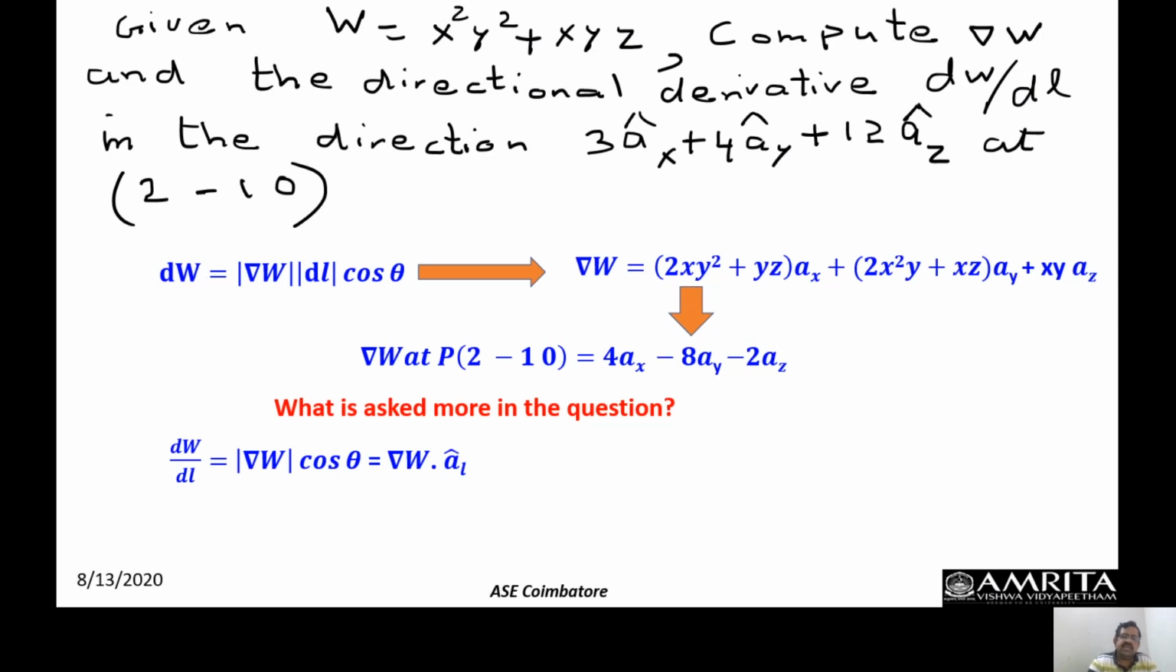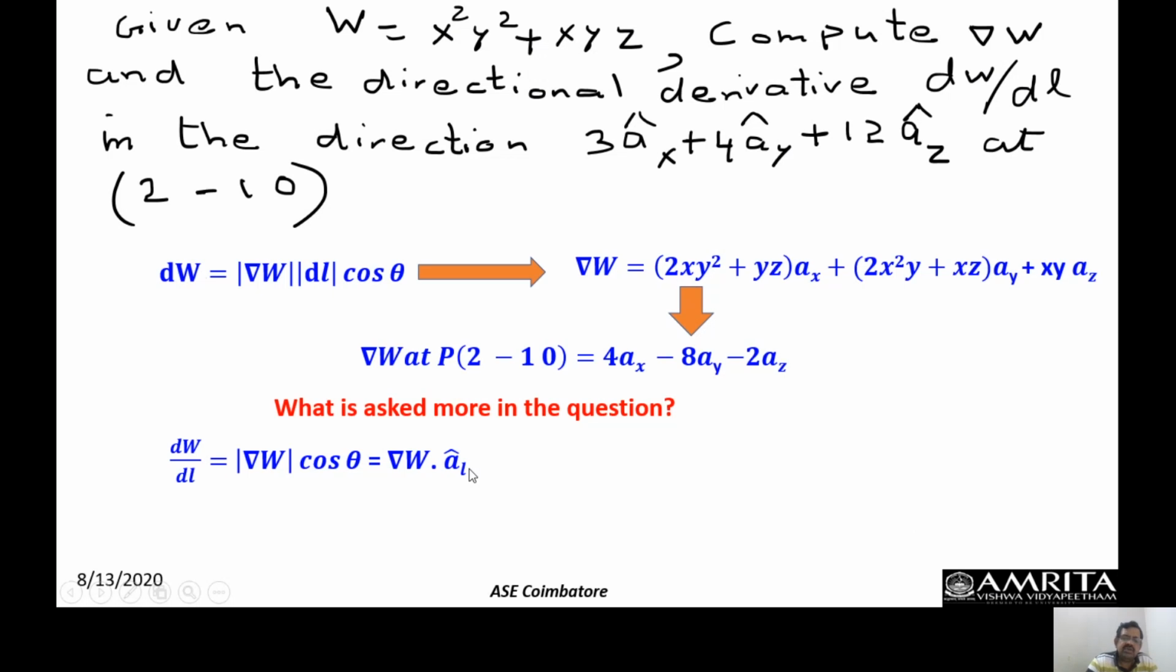Now we can see that the directional derivative is defined as dw by dl. I have used the concept of scalar product here between the gradient function and another vector, namely the infinitesimal displacement vector, with angle theta between them. Because it's a scalar product, you are going to get cos theta. So dw by dl equals mod del w, which means mod gradient, cosine of the angle theta between them, and this is nothing but the projection of this on the dl vector, and we are going to get del w dot al.